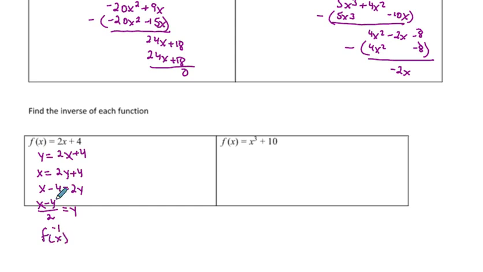Now, we can keep it like this right here, or we can also separate this fraction and have 1/2 x minus 4 divided by 2 is 2.